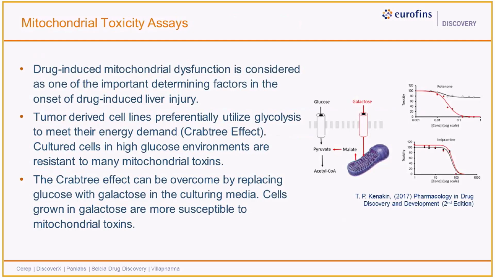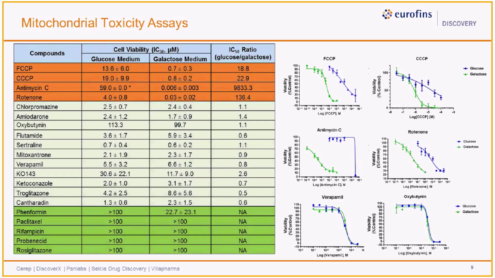It is a commonly used in vitro assay to assess mitochondrial toxicity in drug discovery because it is simple, fast, high throughput, and most importantly, it has high predictivity value. There are many peer-reviewed publications that validate the utility of this assay in identification of the drug caused mitochondrial toxicity. We have validated a high throughput screening assay by using HepG2 cells cultured in glucose versus galactose medium.